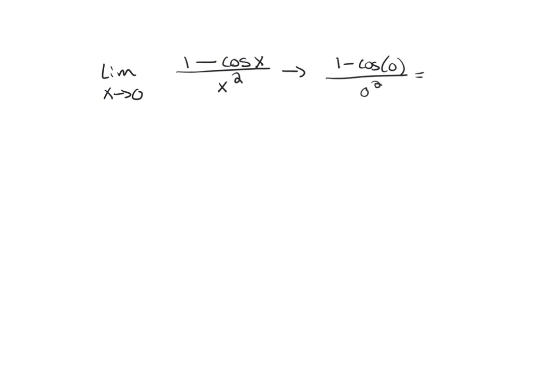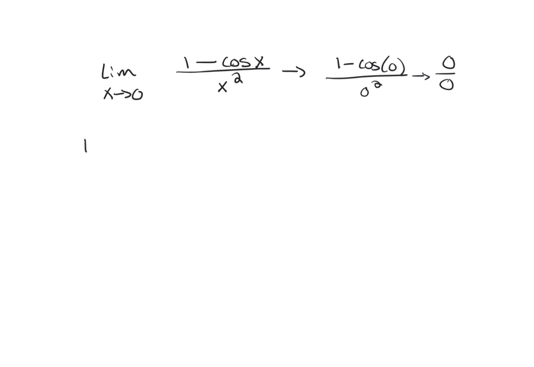All right, limit as x approaches 0 of 1 minus cosine x over x squared. So 1 minus cosine of 0. Cosine of 0 is 1. 1 minus 1 is 0. And 0 squared is 0.